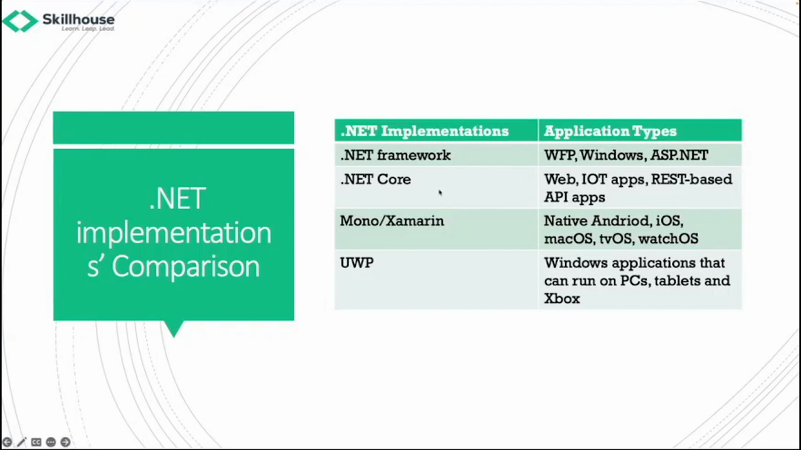When .NET Core came, it supported more platform independence and more modularity. It supports web development, IoT applications, backend development, and REST-based API apps. Currently, mostly the backend services and server-end logic, which is REST API based logic, is written in .NET Core.